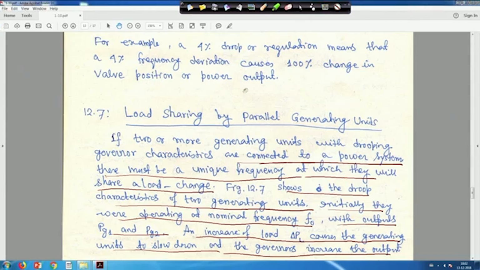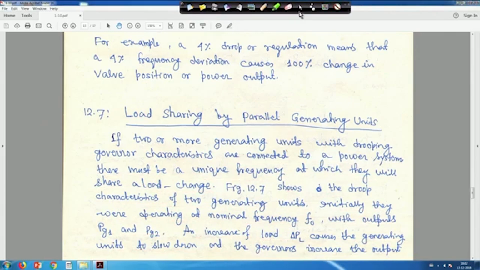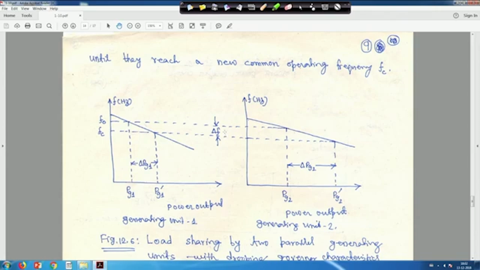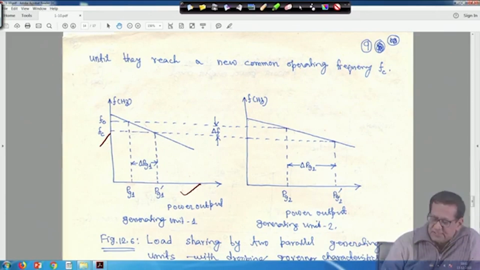So, in this case, until they reach a new common operating frequency, the FC, right. FC is the common frequency. Now, this is your FC. Now, you see that two generating units are there. This is generating unit 1 and this is generating unit 2, right.